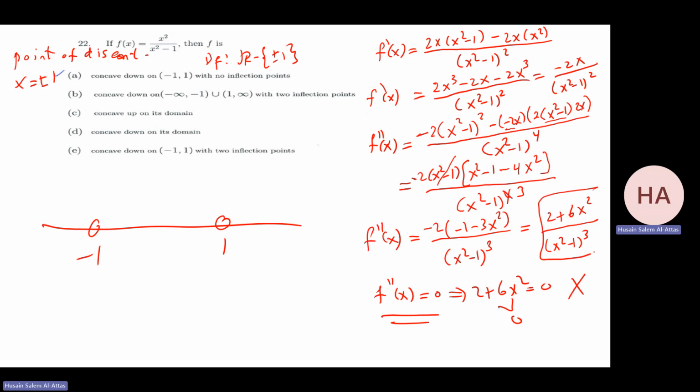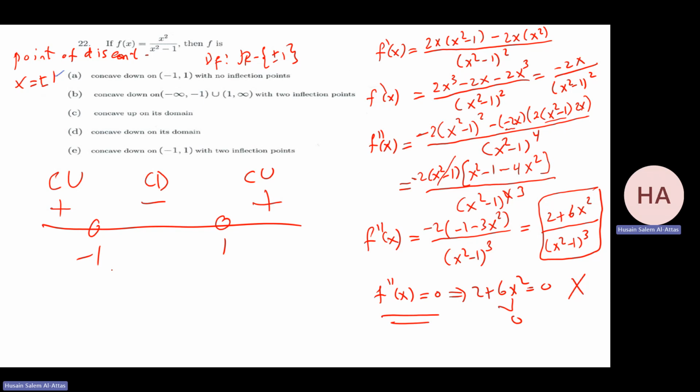This is f double prime. Take a value before minus 1. This is the numerator, always positive. Take minus 2, the denominator will be positive, so that's plus. Between minus 1 and 1, take 0, that will be negative. More than 1, that will be positive. So you have concave up, concave down, concave up. Concave down from minus 1 to 1, okay.